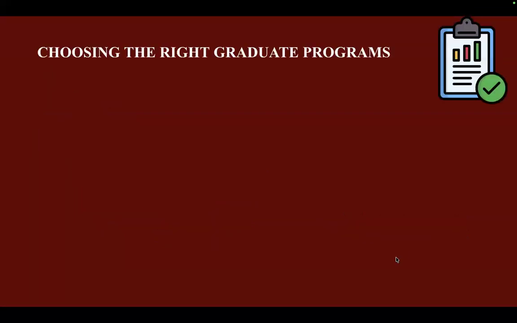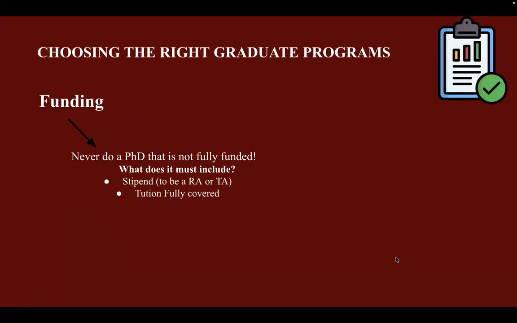Okay, moving on. So going to the next important thing that was very important for me is funding. In the US, you should never have to pay tuition fees for a PhD. So never do a PhD that is not fully funded, basically. And what does that include? It includes a stipend to be a RA or a TA.